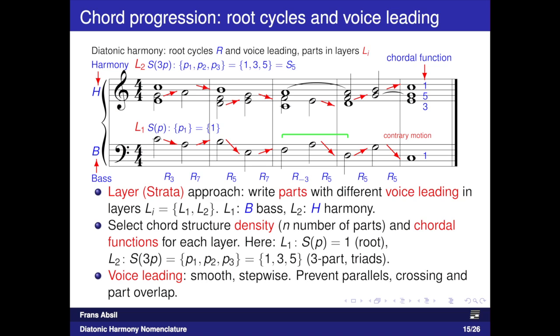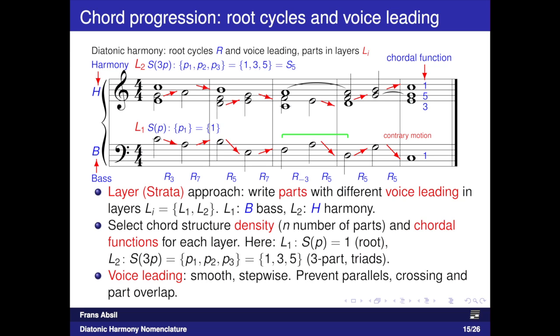Another aspect of the Schillinger theory of harmony is that we may distribute parts over a number of layers, or, as Schillinger calls them, strata. The lower layer L1 contains single pitches only, and they consist of the chord roots, which is the chordal function 1. In the upper layer we have 3-part chord structures. In this case they are the triads, which contain the root, third and fifth of the chord. So, although our source material are triads only, we have created 2 individual layers by doubling one part.